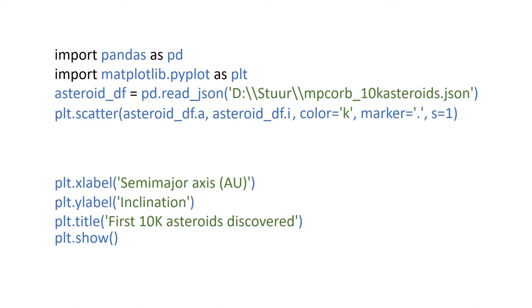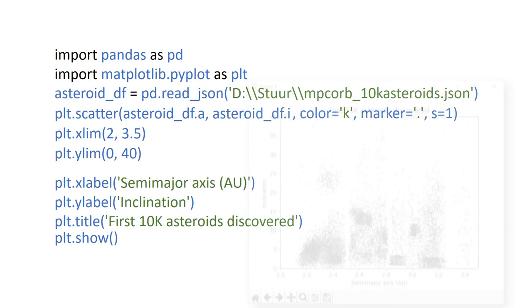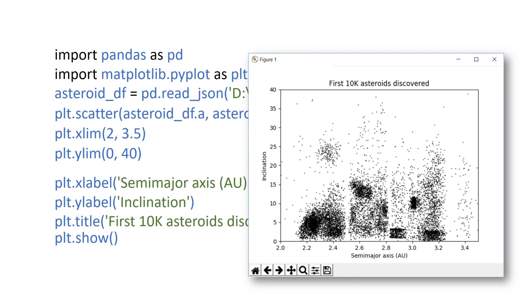Now, zooming in on the x-axis is a question of limiting it. So here we limit the x-axis between 2 astronomical units and 3.5 astronomical units. And while we're at it, we might as well limit the y-axis a little bit, so we can just show the largest population of asteroids. And when you run this, sure enough, there we are. This is the graph that I've more or less seen in Professor Brown's lecture about asteroids.